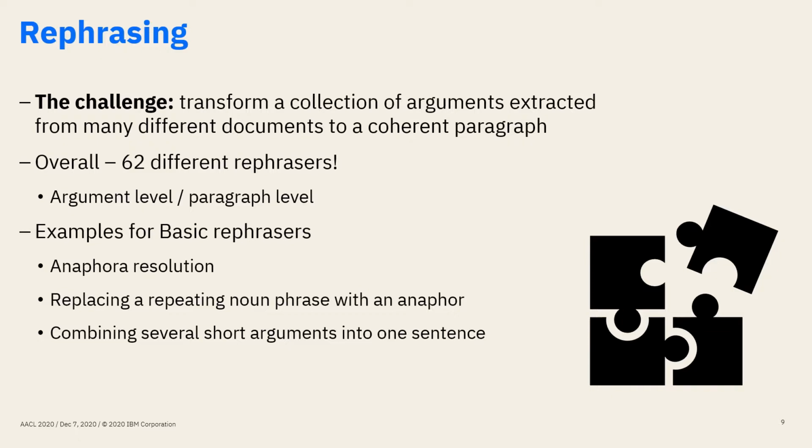To achieve this goal, the system employs as many as 62 different rephrasers. Some of these rephrasers operate at the argument level, others consider the whole paragraph. Some of the basic rephrasers perform anaphora resolution or do the inverse of anaphora resolution, namely, replace a repeating noun phrase with an anaphor. They can also combine several short arguments into a single sentence.